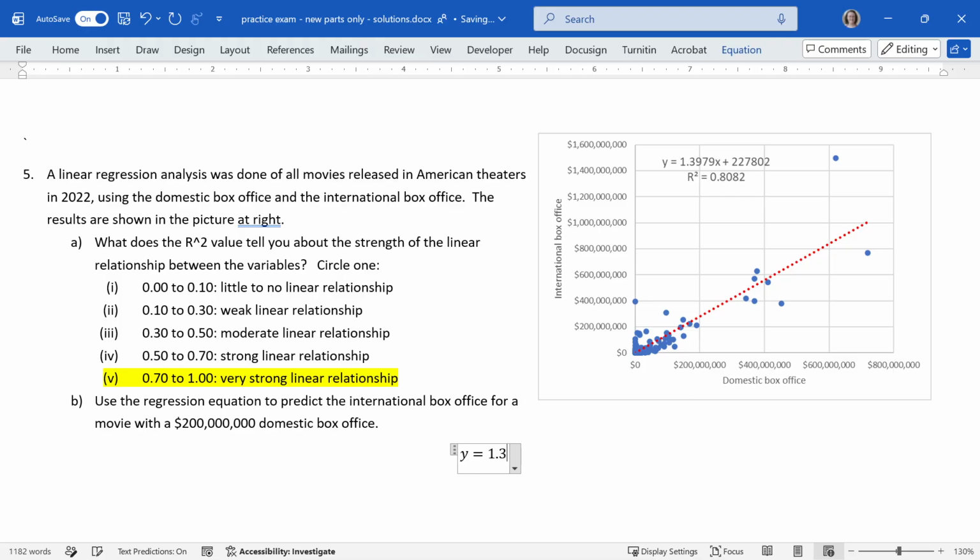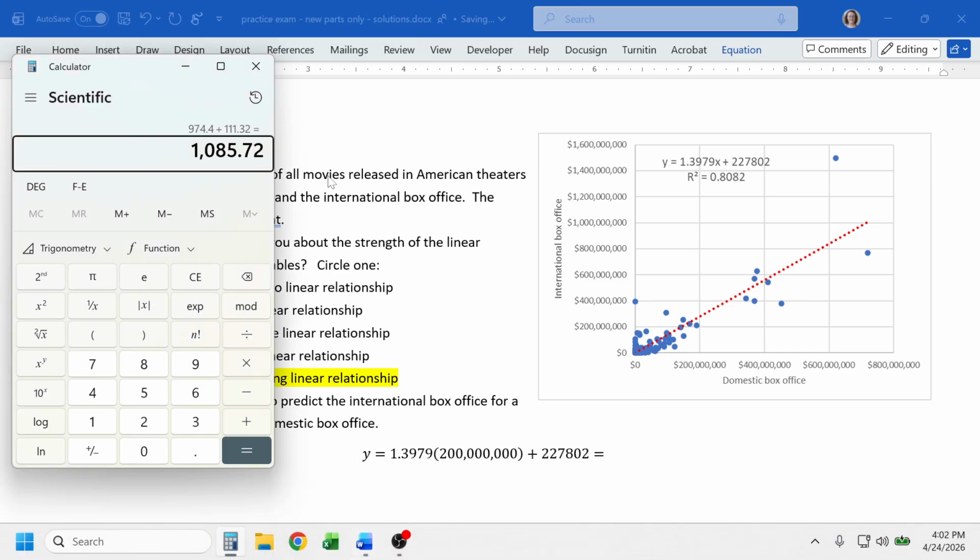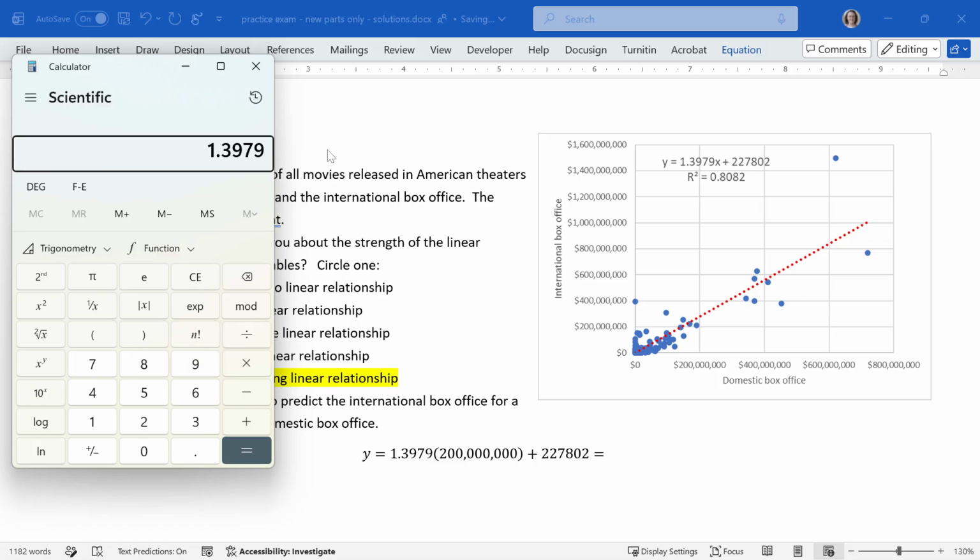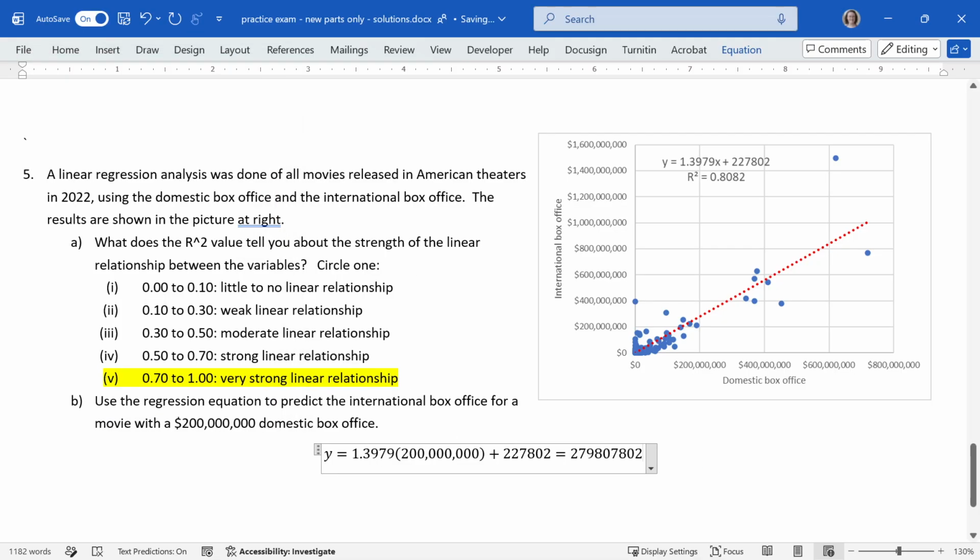Y equals 1.3979. My x value is 200,000. No, I'm sorry, 200 million. What am I saying? These are millions. 200 million plus 22,702. All right, now I'm going to get the calculator. 1.3979 times 200 million, and I'm going to add 22,702. Okay, there we go. 279,807,802.